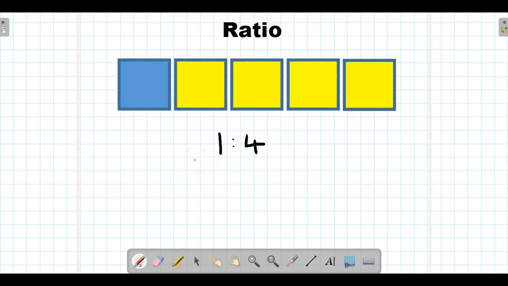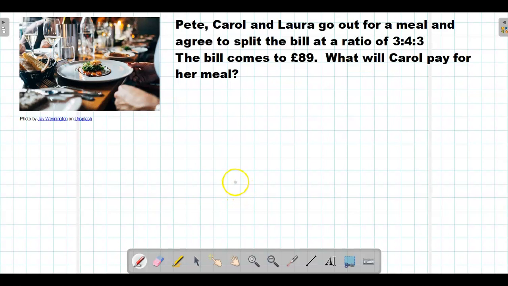Let's have a look at some examples of how we can apply this. So here we have an example of a ratio question. It's a bit wordy, so with a maths question like this, you have to read it and identify the key information. That applies to all questions, not just ratio ones.